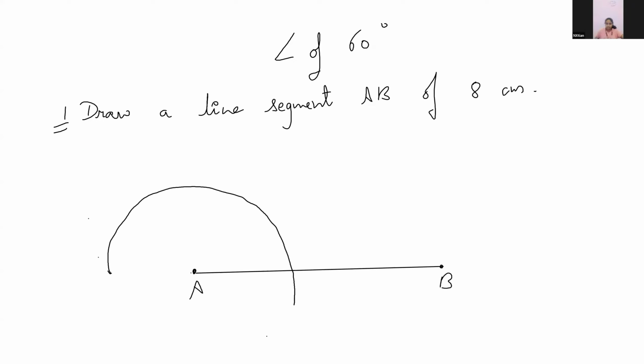Ma'am, how long do we have to draw the line segment? The semicircle can be any size. Any size. Just cut through your line segment AB a little bit further. Done, ma'am. Now name this point O.